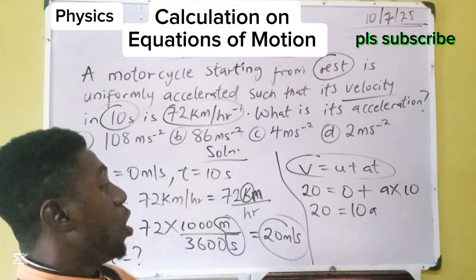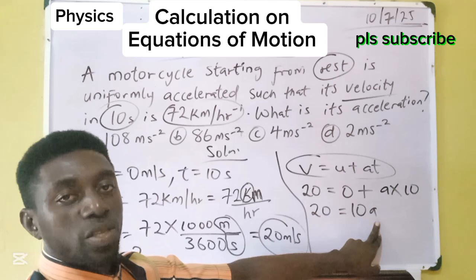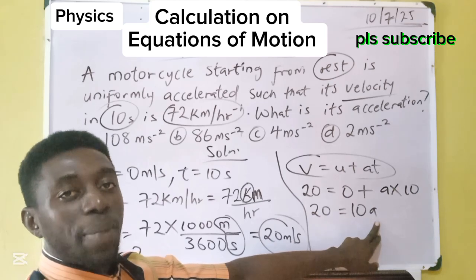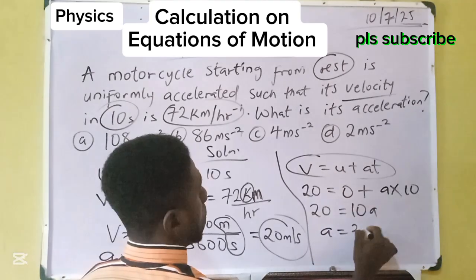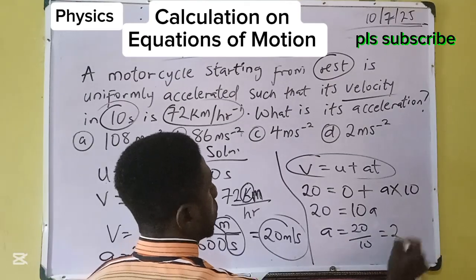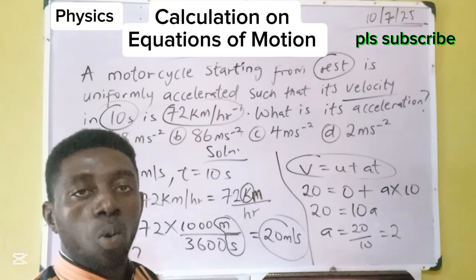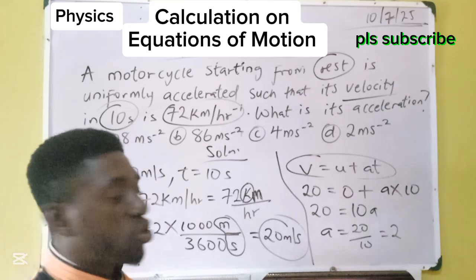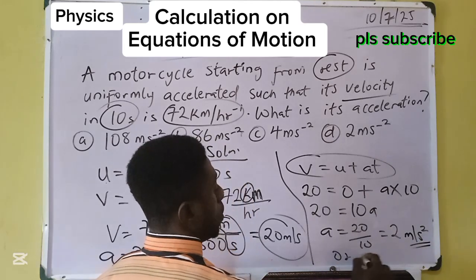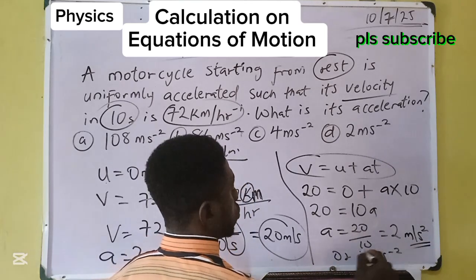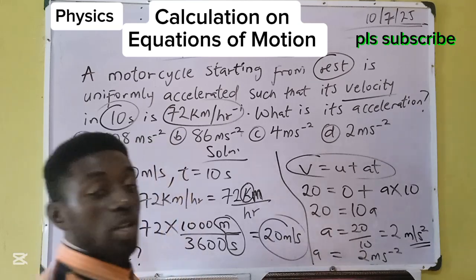When you have a number and an unknown, you make the unknown the subject of the formula by dividing both sides by the coefficient of the unknown. So we divide both sides by 10. Finally, our answer is 2. 20 divided by 10, 0 cancels 0, 2 over 1, which is 2. The SI unit of acceleration is meter per second square, or 2 meters second raised to the power minus 2. So we've gotten our acceleration.